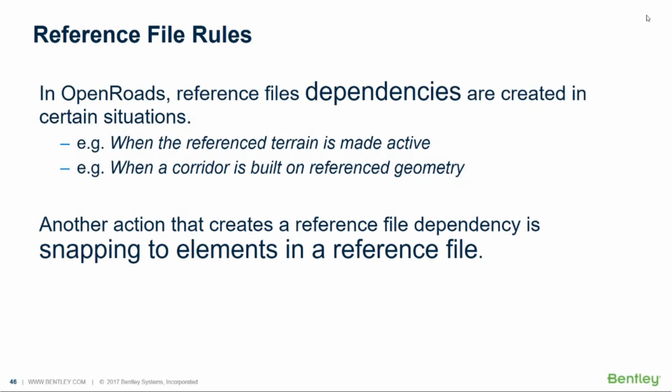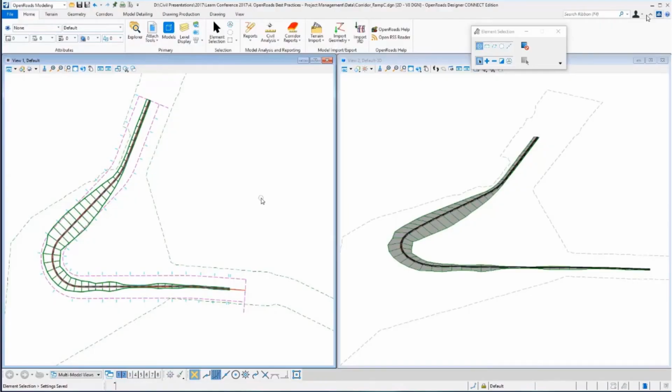Now, keep in mind, and I'm sure we all know this by now, that in OpenRoads, reference file dependencies are created in certain situations. For example, when you reference in a terrain and you make it active, it creates a dependency from your active file to the terrain. When you build a corridor on reference geometry, there's a dependency between the corridor and that reference geometry file. Another action that creates a reference file dependency is snapping to elements in a reference file. They also create a dependency.